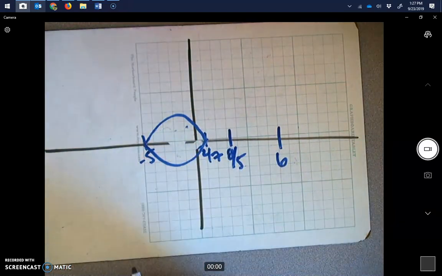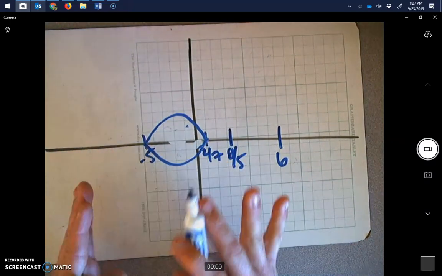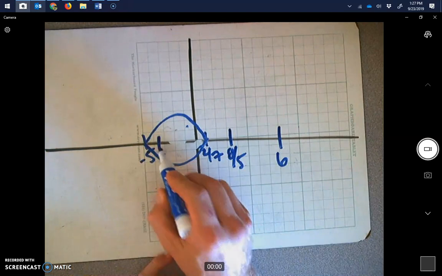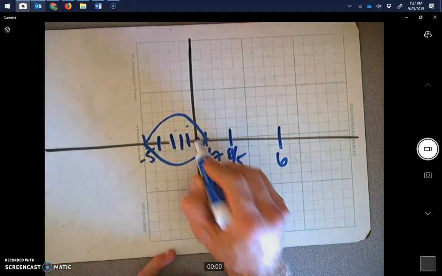How do we determine what it is? Well, what you do is you pick a number between these two numbers. Any number. It could be negative 4, negative 3, negative 2, negative 1. It could be 0.